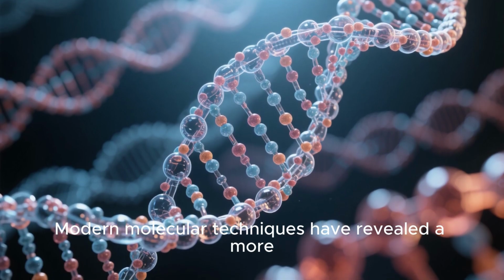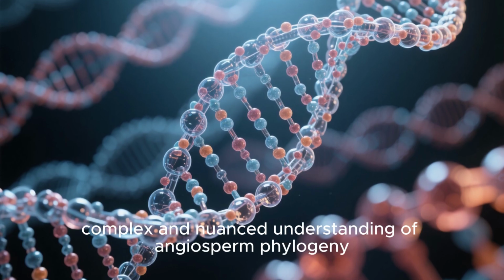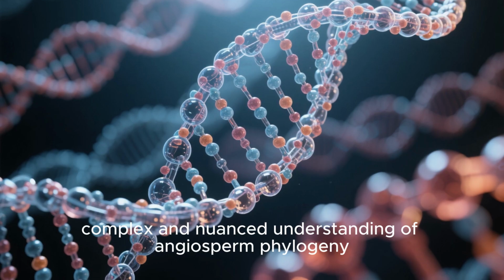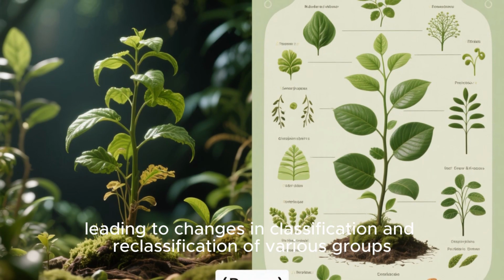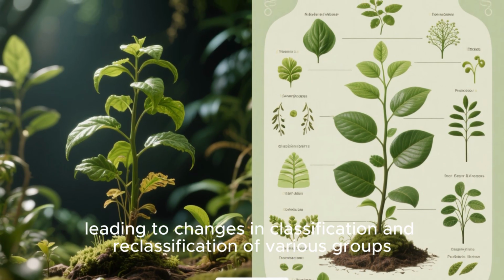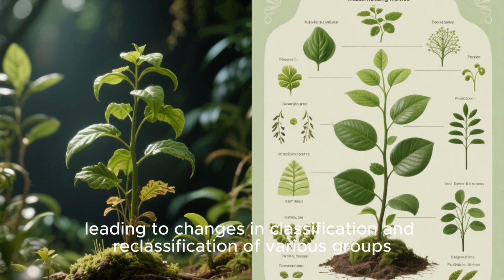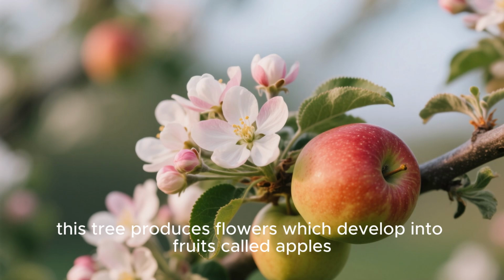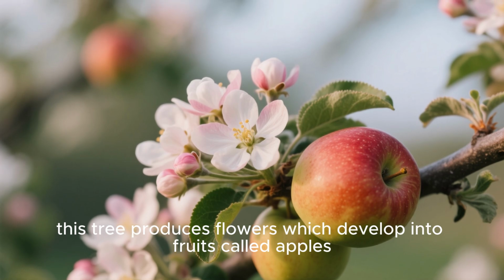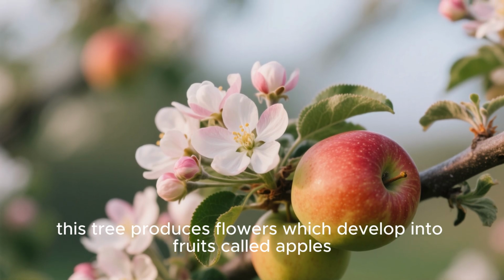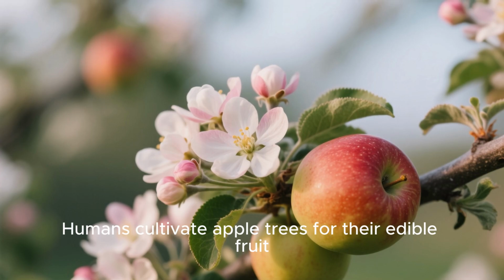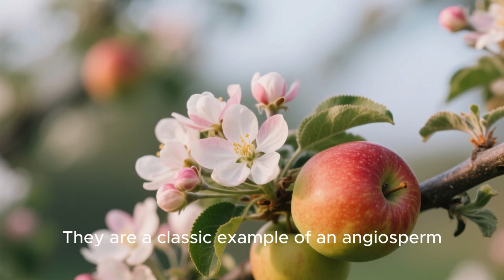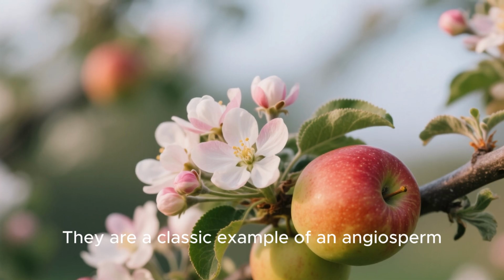Modern molecular techniques have revealed a more complex and nuanced understanding of angiosperm phylogeny, leading to changes in classification and reclassification of various groups. Some examples of angiosperms include apple tree. This tree produces flowers, which develop into fruits called apples. Humans cultivate apple trees for their edible fruit. They are a classic example of an angiosperm.